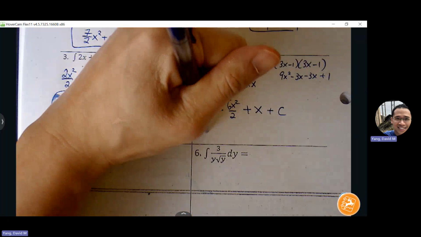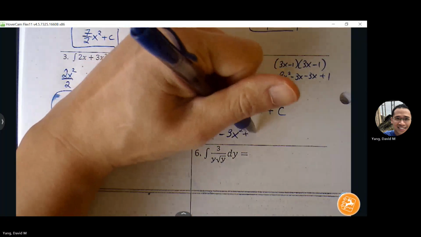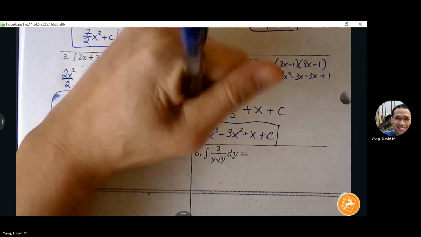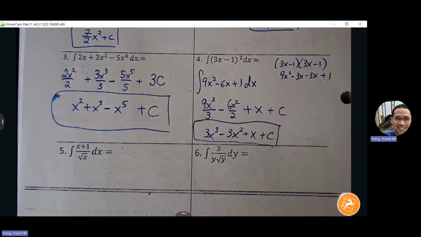Okay, do some cleanup here. So again, your bookend notations at the beginning go away. Just the plus c remains.